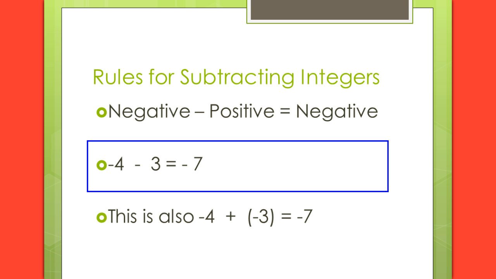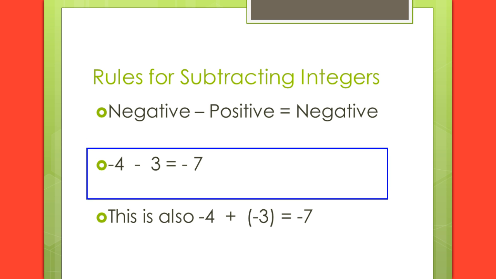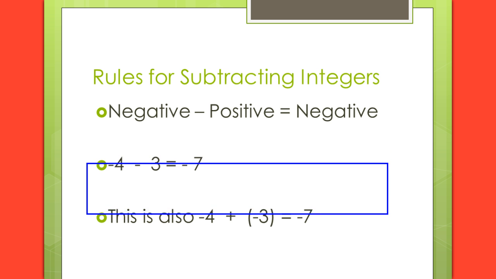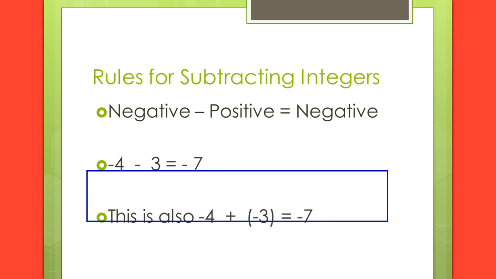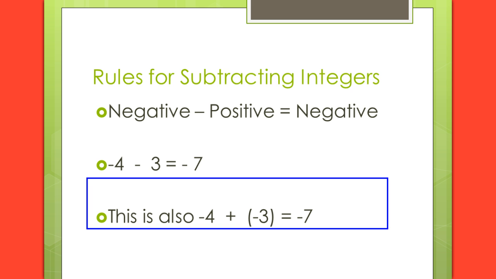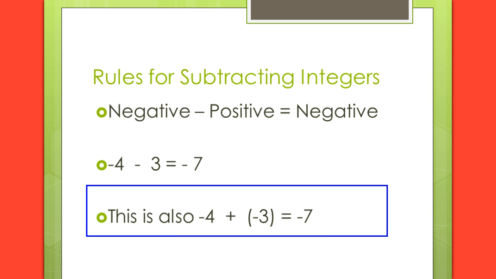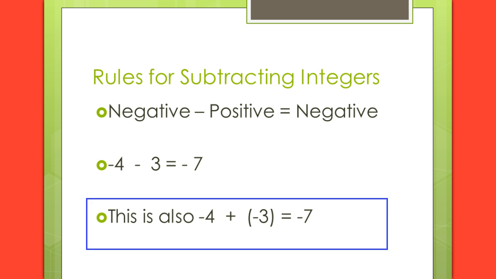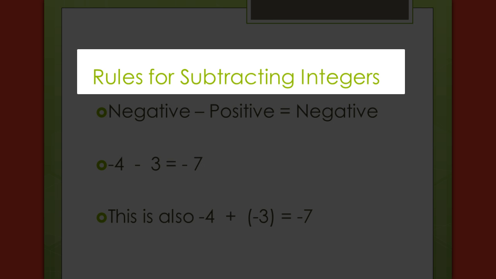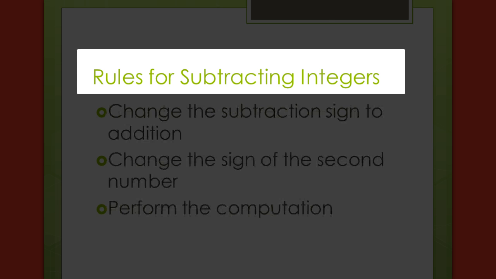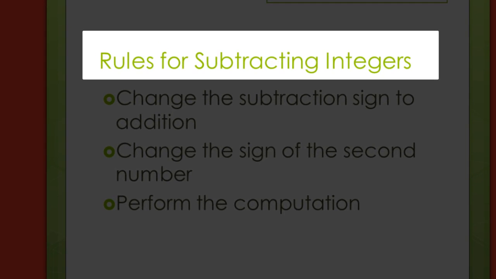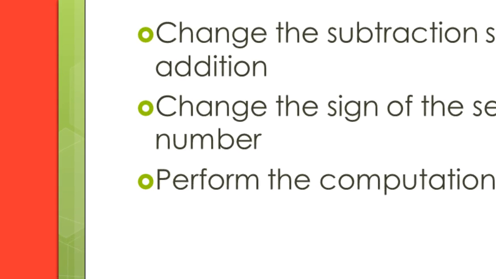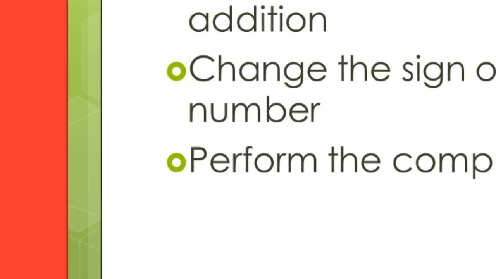If I change that into an addition problem, as I have at the bottom, my negative 4 stays the same. My subtraction sign, that minus sign, becomes a plus sign. And then you have to change the sign of the number that follows the subtraction symbol. So my 3 turns into a negative 3. Thus, negative 4 plus negative 3 equals negative 7. This is the same equation as minus 4 minus 3. So our rules for subtracting integers tell you to change the subtraction sign to addition, and then change the sign of the second number, and then perform the computation.